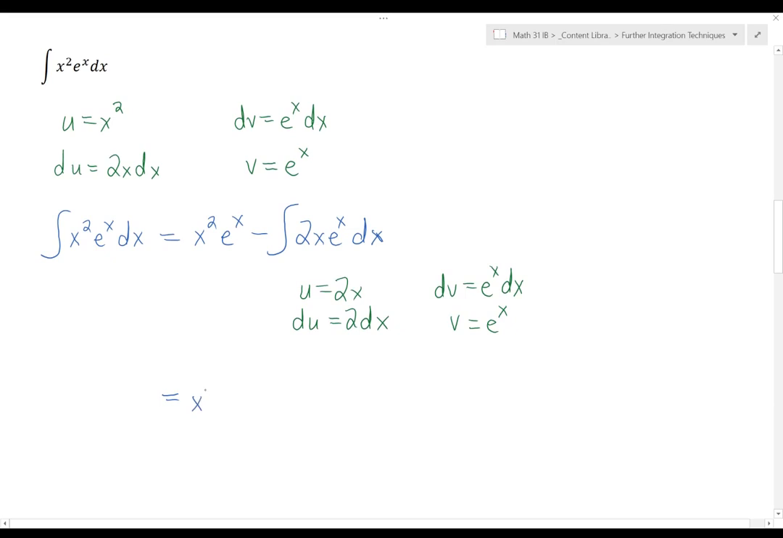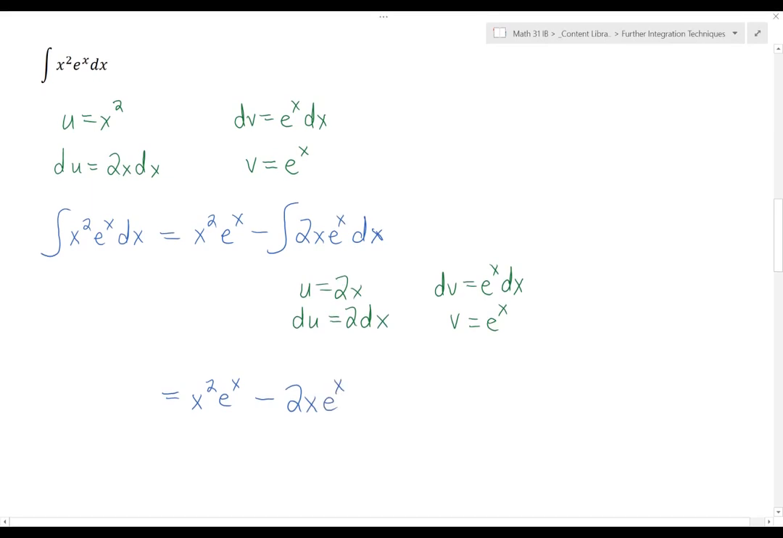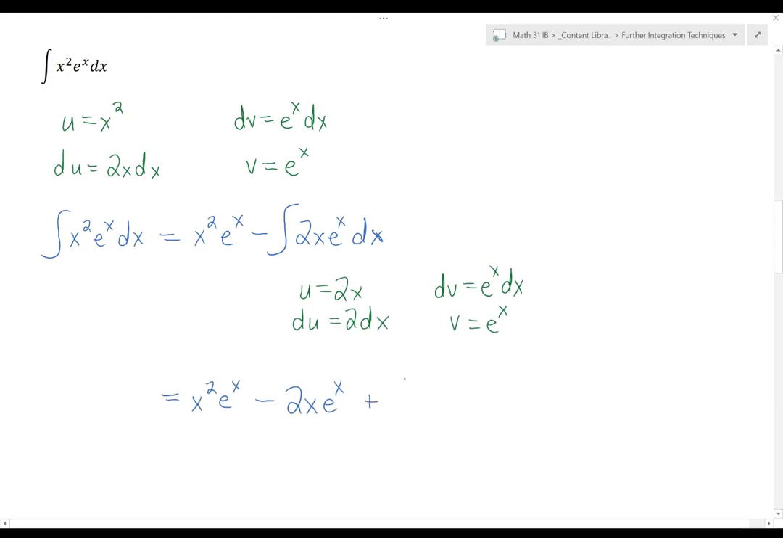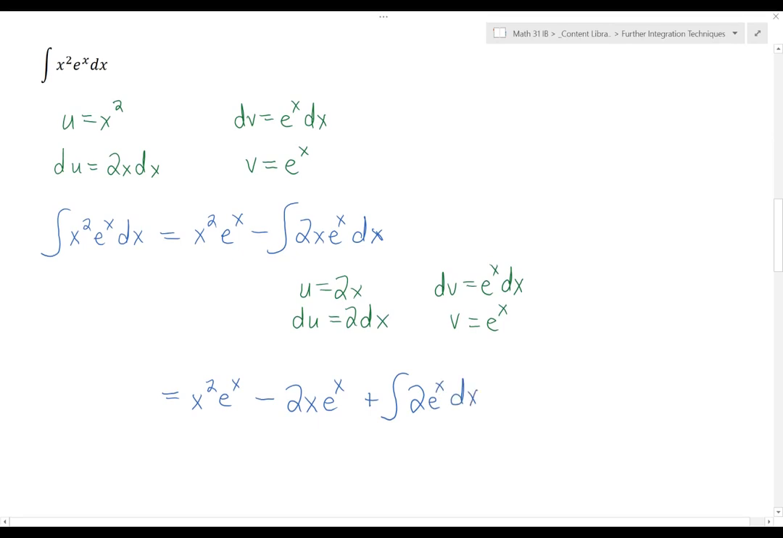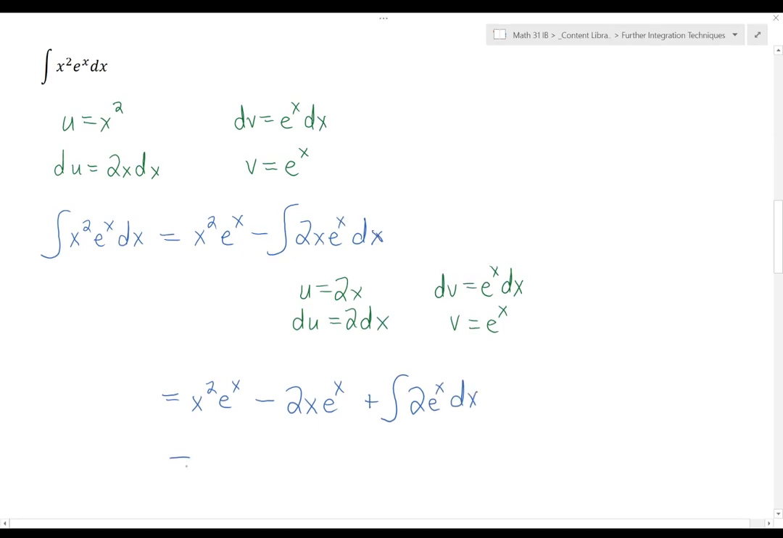So I've still got my x squared e to the x. Now I've got minus u times v, which is 2x e to the x. And when I subtract now v du, I'm actually minus, so it's going to become plus the integral of 2e to the x dx, which I can finally integrate. So I've got x squared e to the power of x minus 2x e to the power of x plus 2e to the power of x plus c.